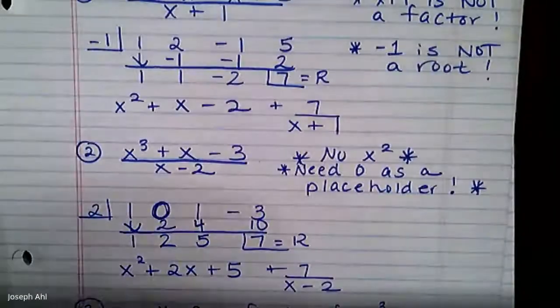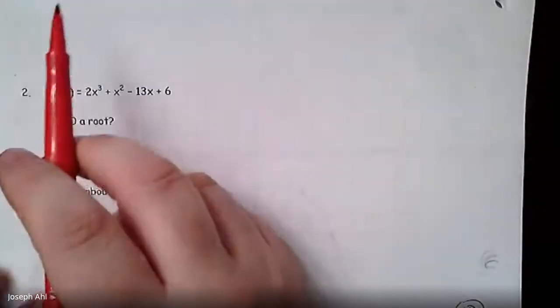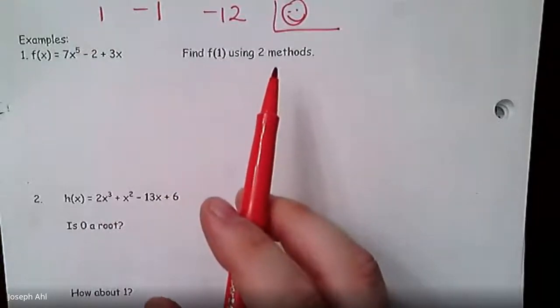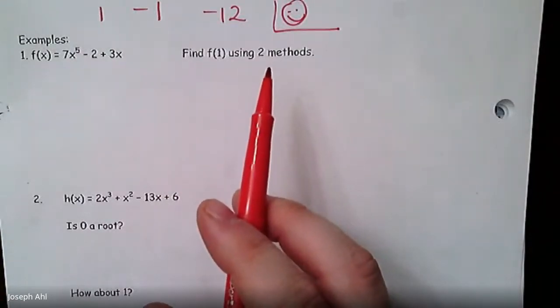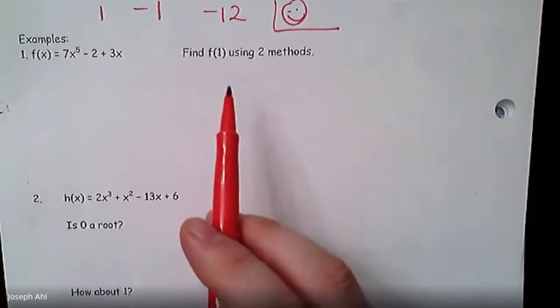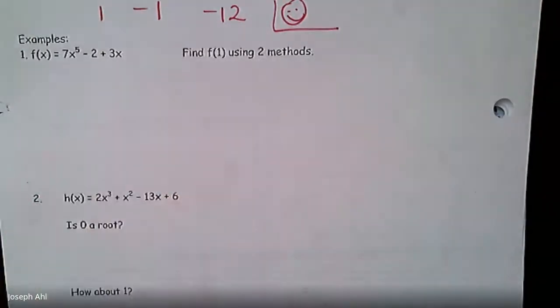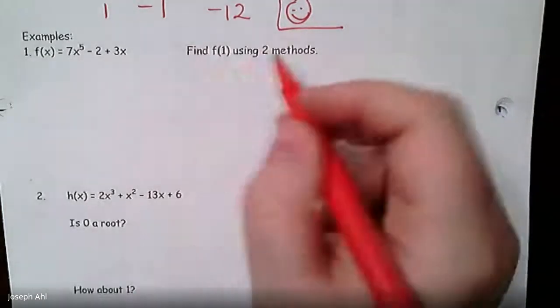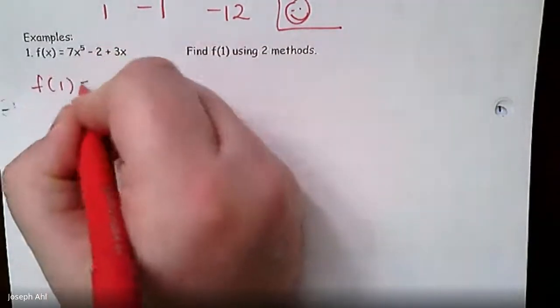Okay, let's go to the next set of examples where it says, let's find f of 1 here using 2 different methods. So to find f of 1, you can do one of 2 things. You can just plug it in to the function. That's, I feel like, what our go-to would be. But what we just saw is that you get the same result from using synthetic division as well. The remainder in synthetic division is the y value that you're getting when you do f of 1.